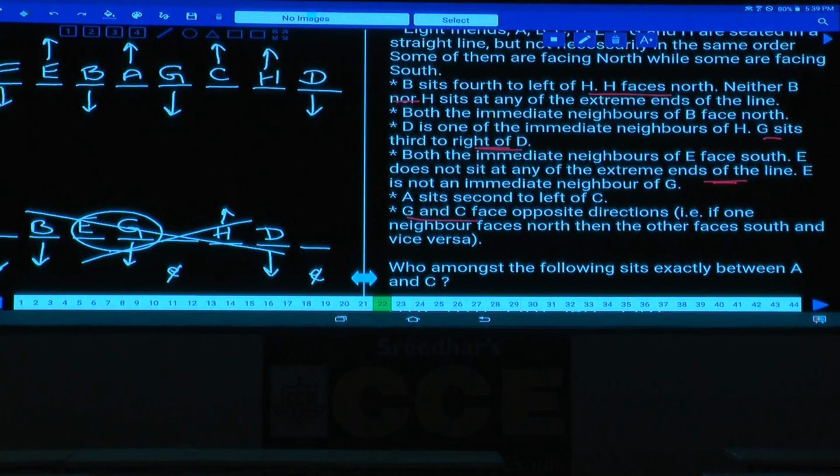Clear? What is the final arrangement? FE, BA, GC, HD. This is for question numbers 22 to 27. Let's write down this arrangement.